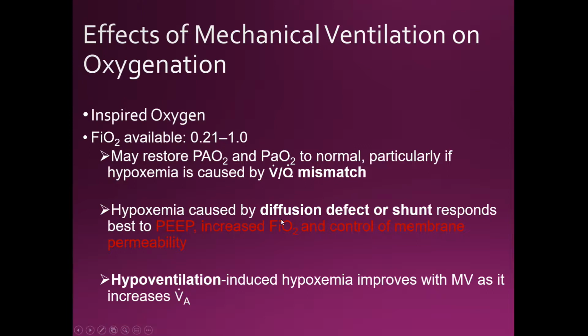If hypoxemia is caused by diffusion defect or shunts, we're going to need some PEEP. So PEEP, increase FiO2 and control of membrane permeability. What does that mean? That just means that the membranes should be clear enough for gas exchange.